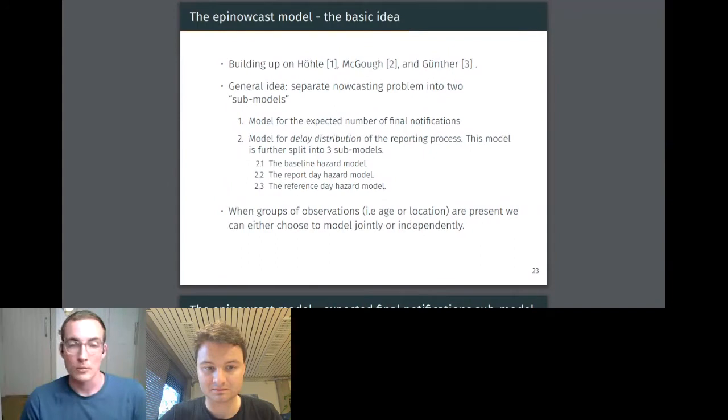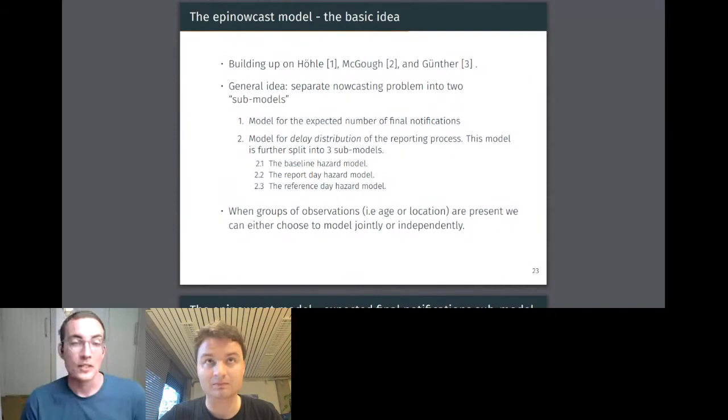And we can split that into more models. So we can typically think about it as the baseline hazard model, the report day hazard model, and the reference day hazard model. And for those of you that know about survival analysis, I'm saying hazard. What I'm saying here is the second model is a discrete time to event model. So it's a survival analysis model. And that can be implemented as something like a Cox model, or it can be implemented as a more complicated survival model.